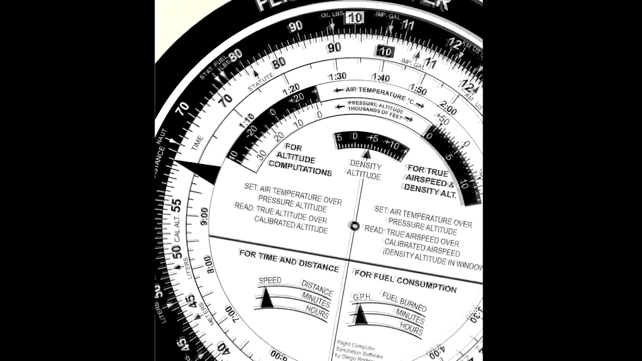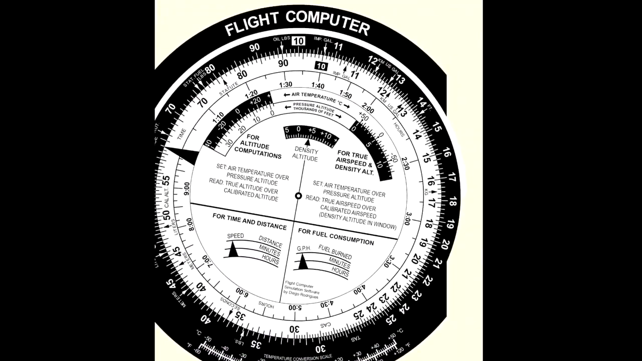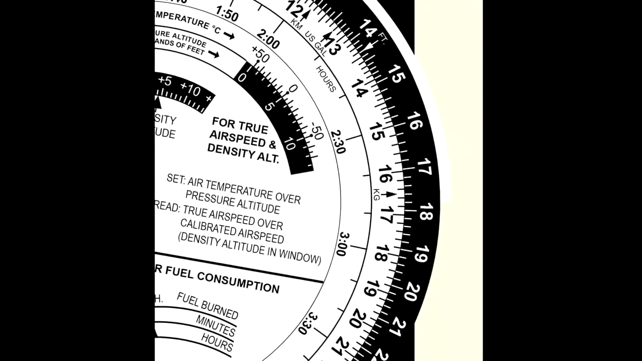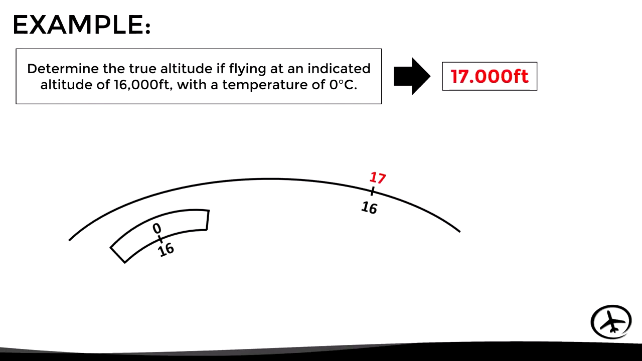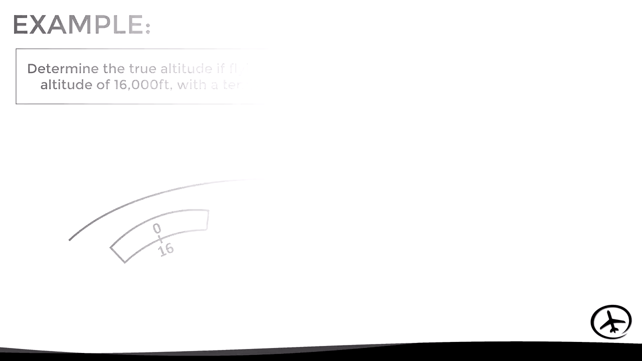Then, we look for 16,000 feet in the middle scale and read the corresponding true altitude on the outer scale, in this case 17,000 feet. This means that, even though the altimeter is indicating 16,000 feet with the current QNH properly set, the aircraft is actually flying at 17,000 feet due to the relatively high temperature. Let's now see how to use the formula.